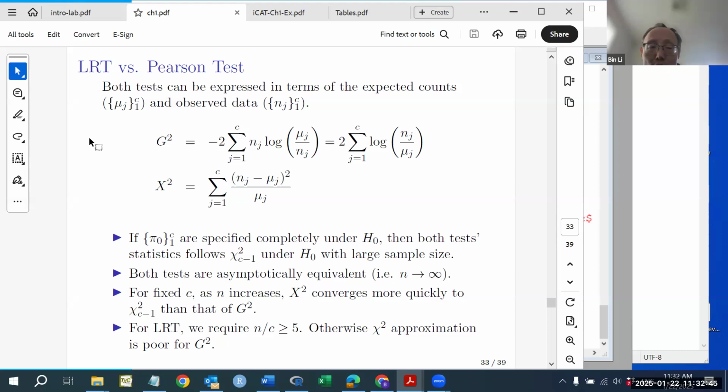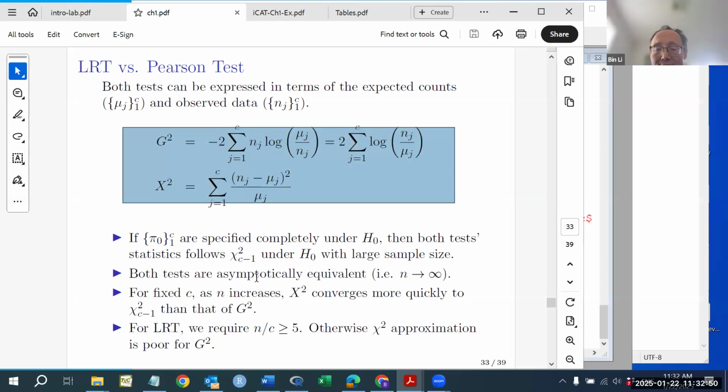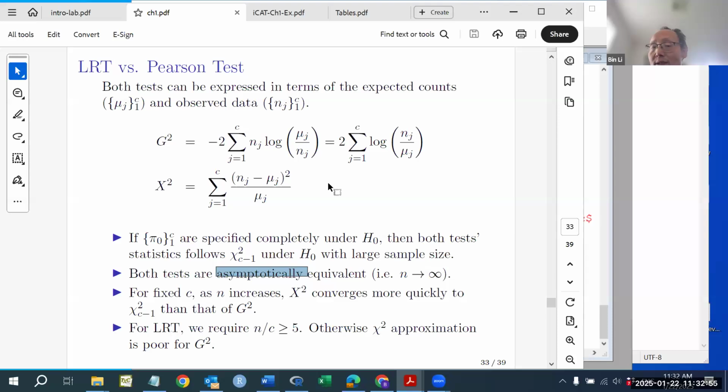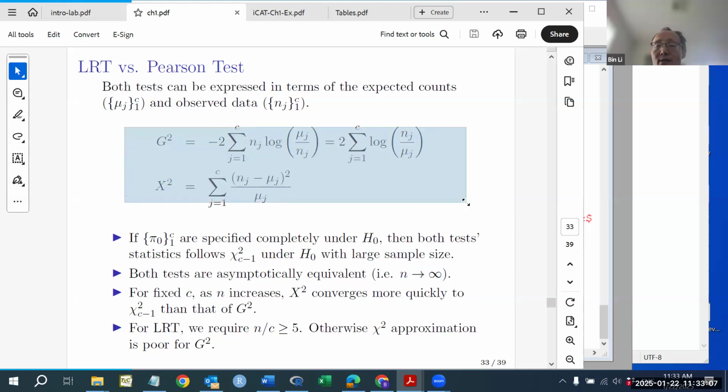performance under different situations? Okay, so both tests are asymptotically equivalent. What does that mean, asymptotically? Asymptotically means that if the sample size, here the total sample size, goes larger and larger, these two values will be equivalent, converging together to the same values. So that's called asymptotically equivalent.